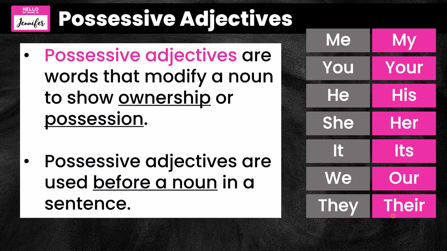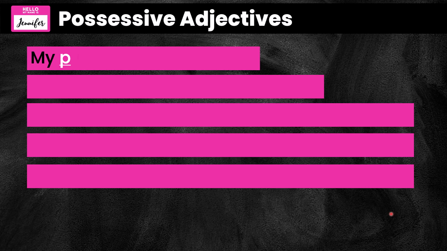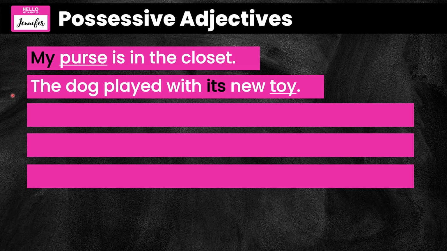Let's look at some sentence examples using these possessive adjectives. My purse is in the closet. Notice that we have the possessive adjective before the noun. The dog played with its new toy. The toy that belongs to the dog. Now we have a descriptive adjective, new, but still its is referring to the toy. So its modifies this noun, toy.